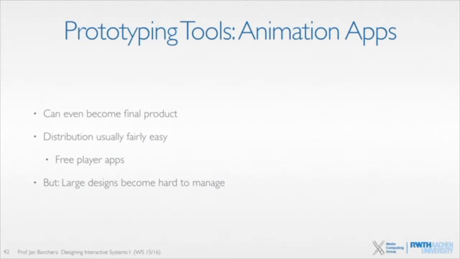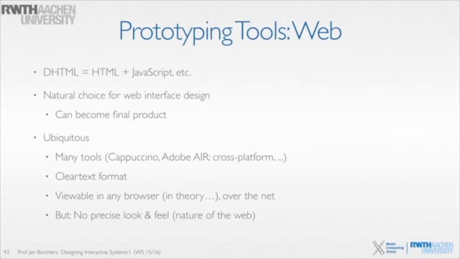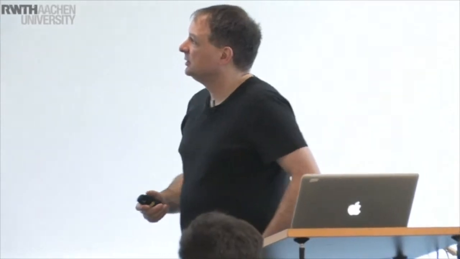The web, of course, is a wonderful way to also do prototyping. So especially, of course, if what you're developing is a web application, then using the web also for prototyping makes a lot of sense. So the typical approach would be HTML and JavaScript, using HTML5 in particular. That is, of course, a natural choice for web interface design. And it's ubiquitous, right? You've got lots of tools. You have a clear text format for your code, if you like. You can view it, in theory at least, in any browser. You can distribute it over the net, just send people a link and they can play with it.